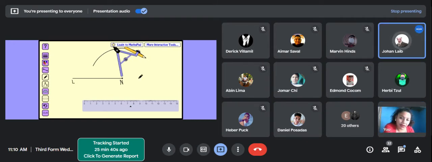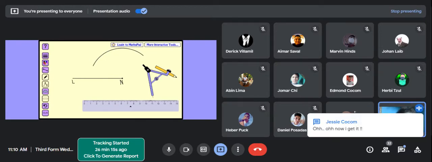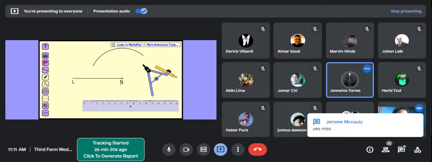Miss, the size of the arc matters, Miss? Not necessarily, but you want to draw an arc that if I'm going to be drawing another arc from L, it's going to cross at some point. So you don't want to draw your arc too much this side, more to that side, because we have to make an intersection. So it doesn't really matter, but you don't want to make a circle either, right? It has to be an arc, yes. Can I move on? Everybody has that? Okay, good.